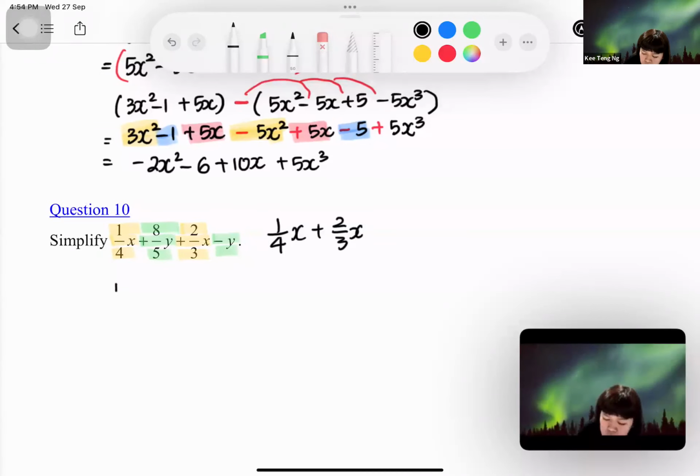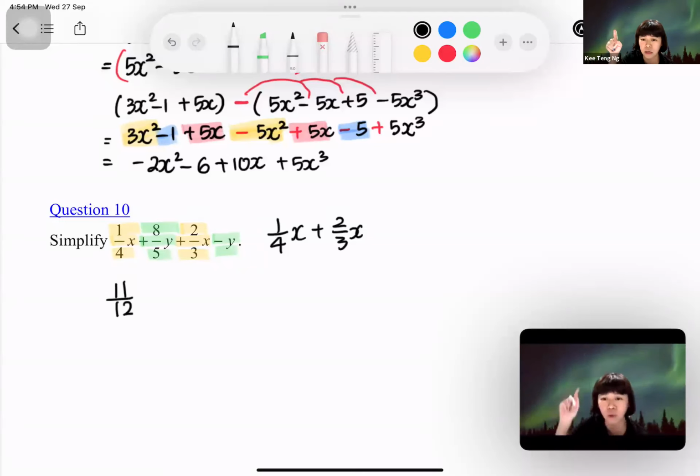11/12. So this whole thing becomes 11/12x. The x is written either on top in the numerator, or to the middle, but cannot go down to the bottom. So we can have 11/12x.